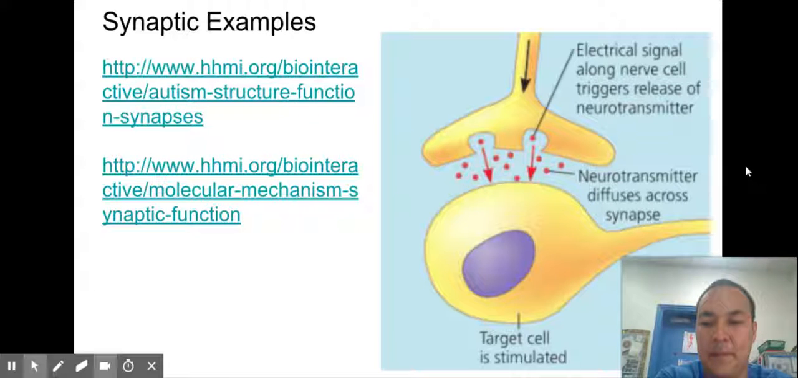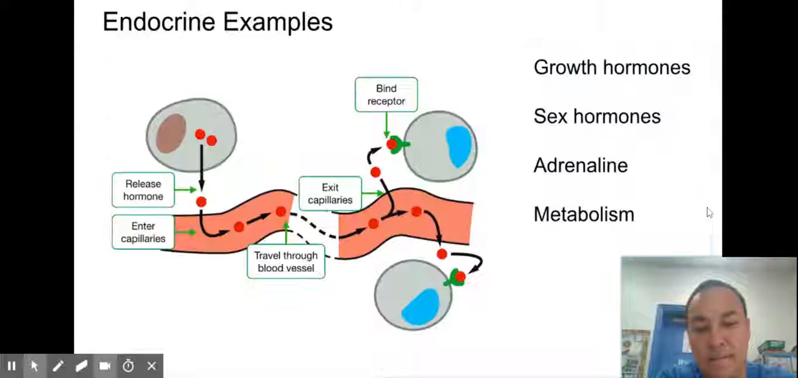Here's some synaptic examples. This is kind of cool, dealing a little bit with autism. And so we talked about this with acetylcholine, right? Being released from a neurotransmitter to, say, a muscle cell, or maybe it's dopamine being released on a cell. We'll go over the endocrine system in depth later in the year, and same with the nervous system as well. But here's a good example of that.